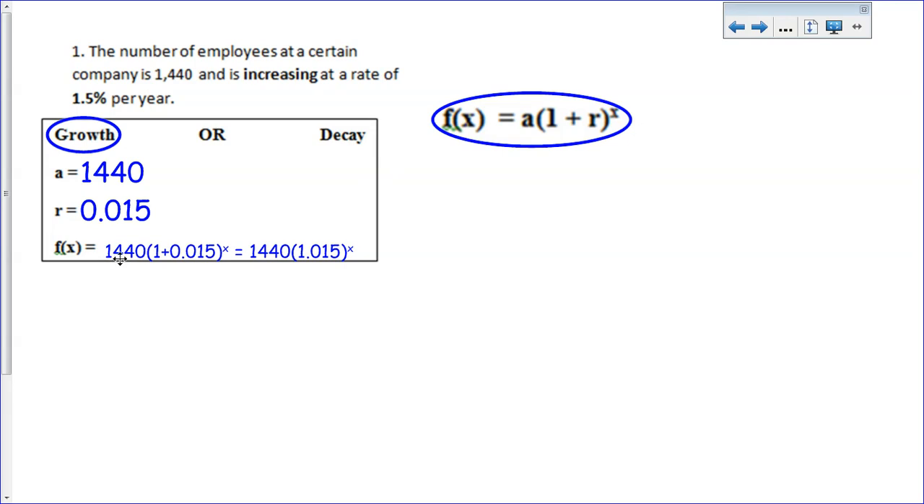So here's your formula: 1440 multiplied by 1 plus that rate of increase, to the x power. And that x represents an amount of time. So here is your formula. If we actually add the 1 and the 0.015, you get 1.015. Either one of these is acceptable.